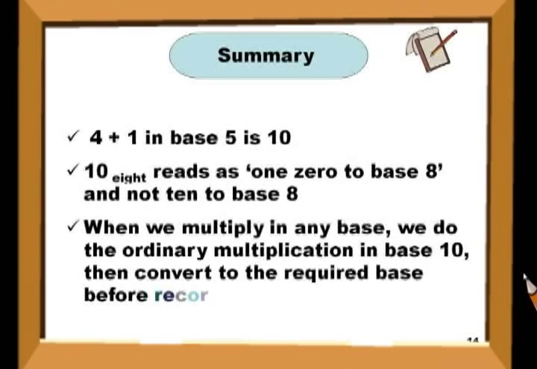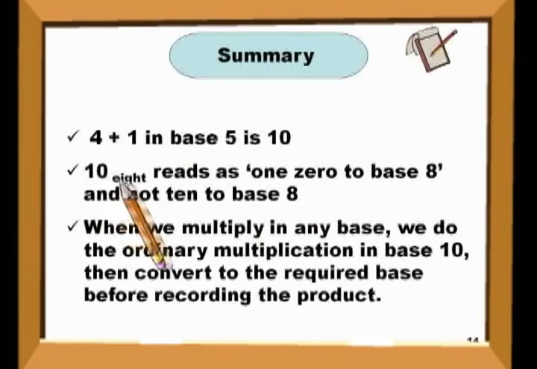Summary. 4 plus 1 in base 5 is 1, 0. 1, 0 in base 8 reads as 1, 0 in base 8 and not 10 in base 8. When we multiply in any base, we do the ordinary multiplication in base 10, then convert to the required base before recording the product.